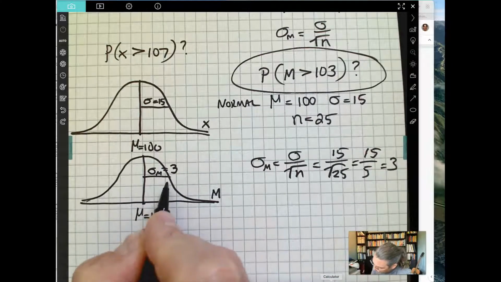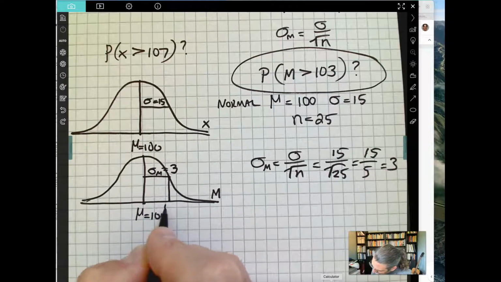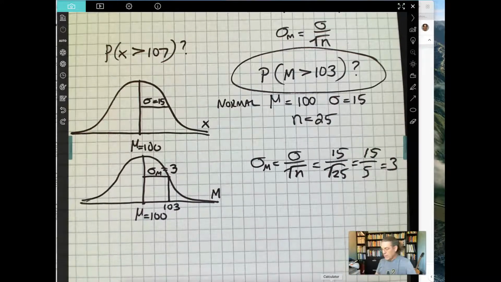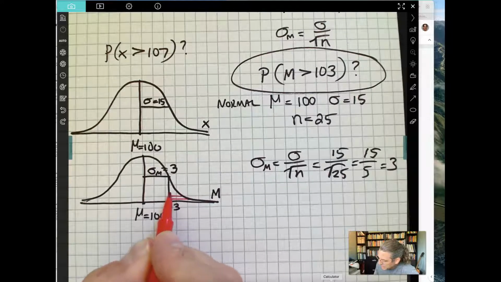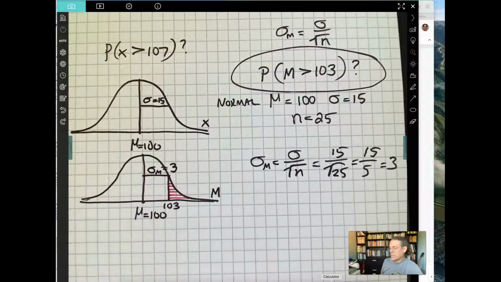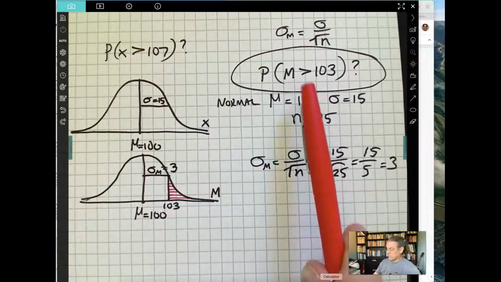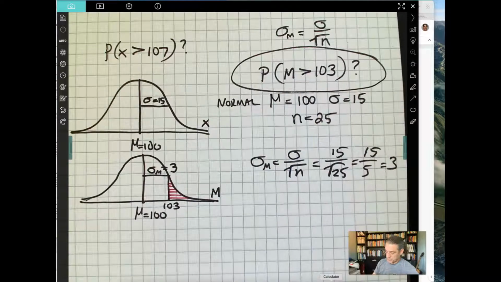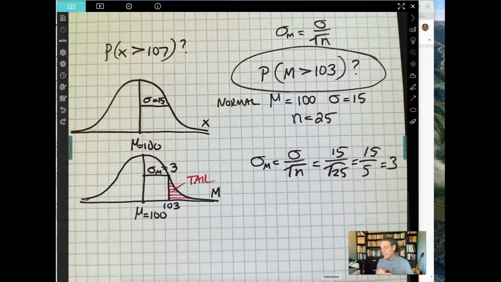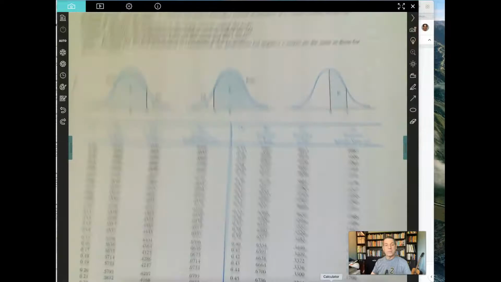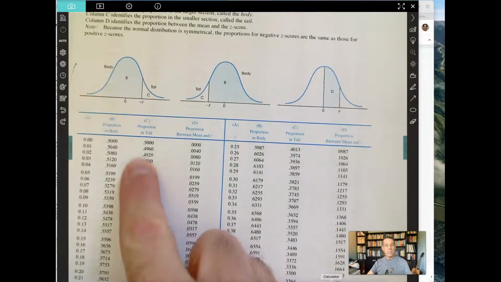Okay, so I locate 103 here. 103 is going to be right about here. I locate that because 103 is above 100, so I put it to the right, and then I shade every sample mean in this graph, I'm shading them red, that's above 103, because it's means greater than 103. All right, so now I know that's a tail. So now I know that I'm going to get my answer in the unit normal table in the tail column.